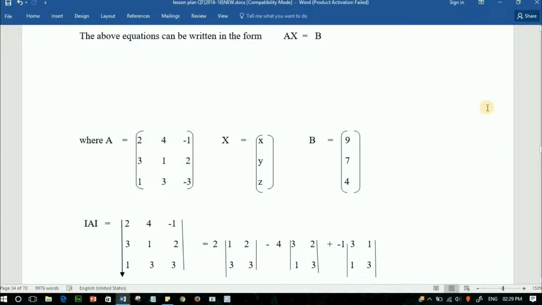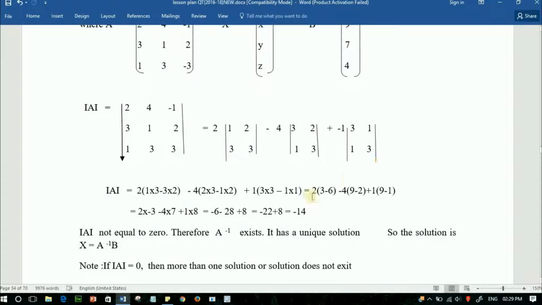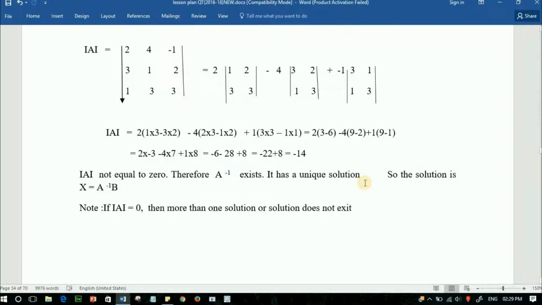First of all, we have to find the determinant of A. Evaluating, we get the determinant of A is -14. So it is not equal to 0, so we can say that A inverse exists. A inverse exists means it has a unique solution, that is, x, y and z have only one solution. Then the solution is X = A inverse B.